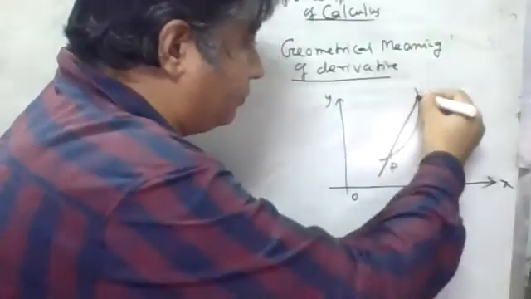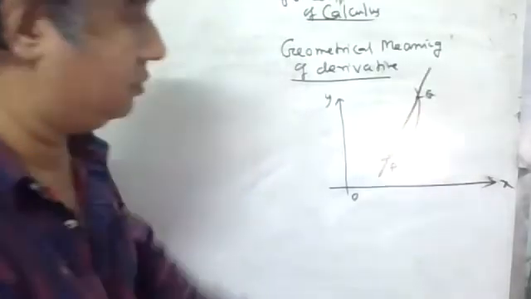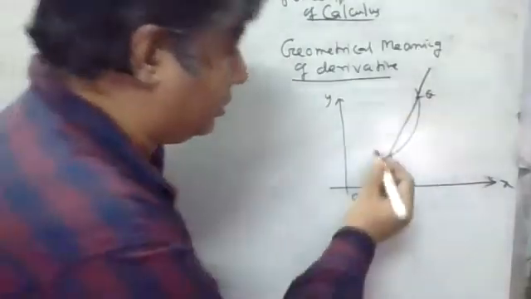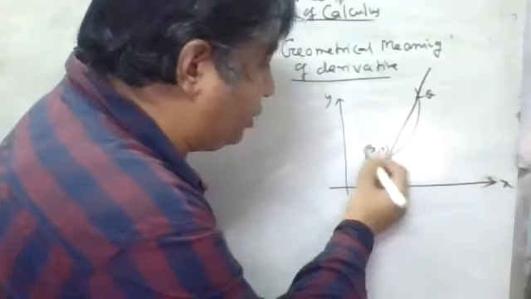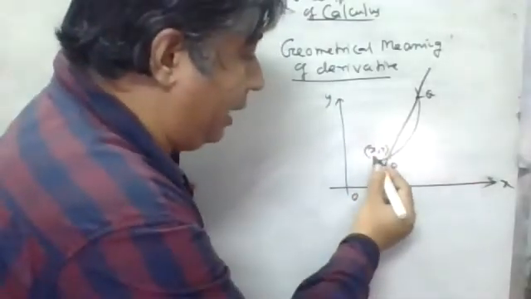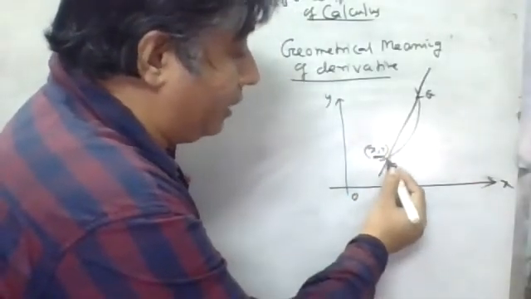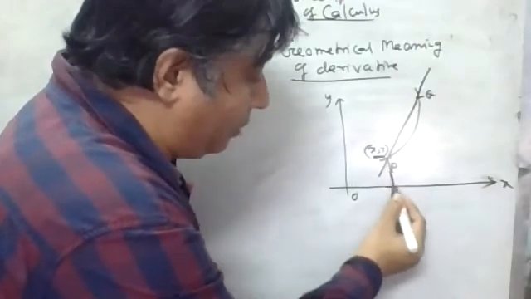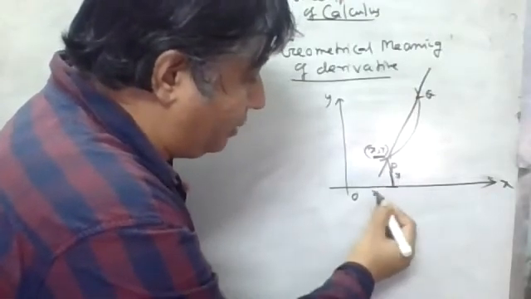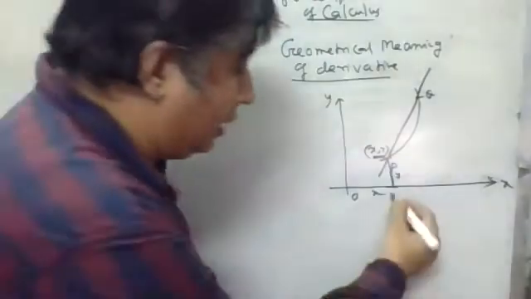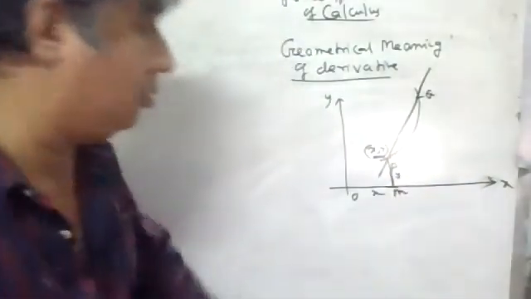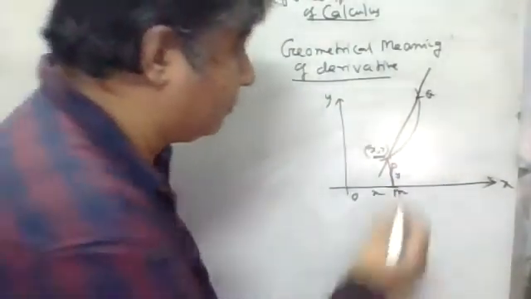You join, you will get a chord. Let the position of the point be (x, y), meaning coordinates. Drop a perpendicular. This is the y component, this is the x component. Let us denote the foot of the perpendicular by M.